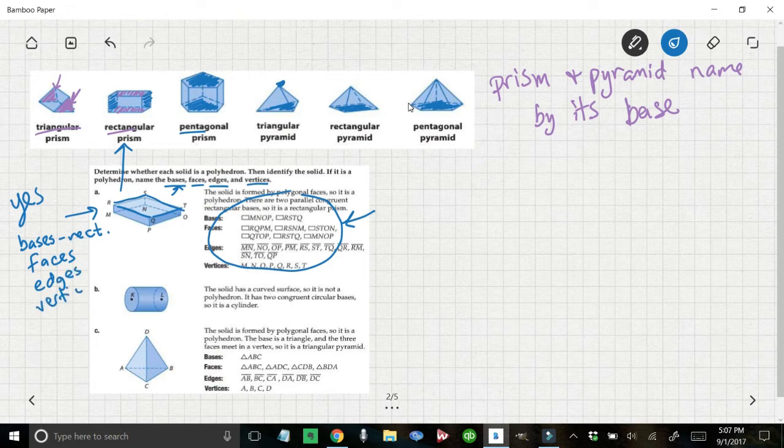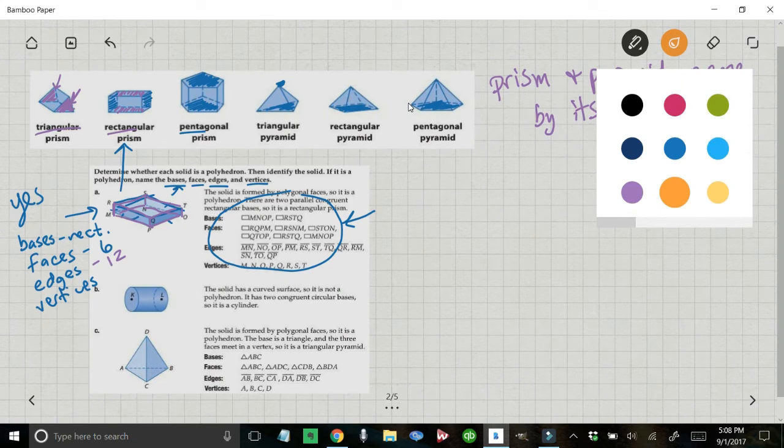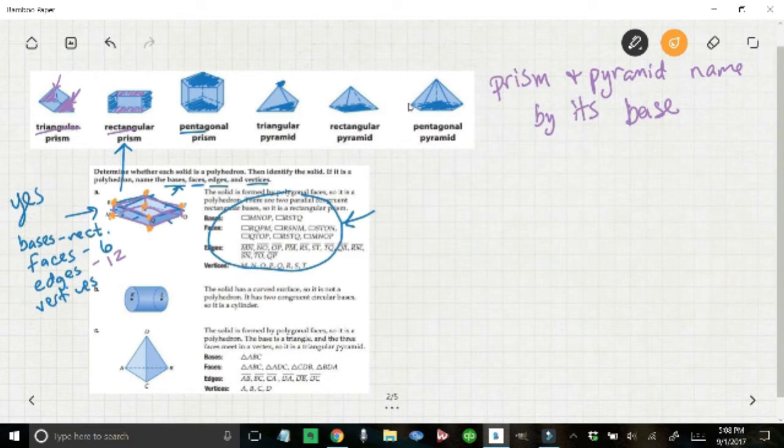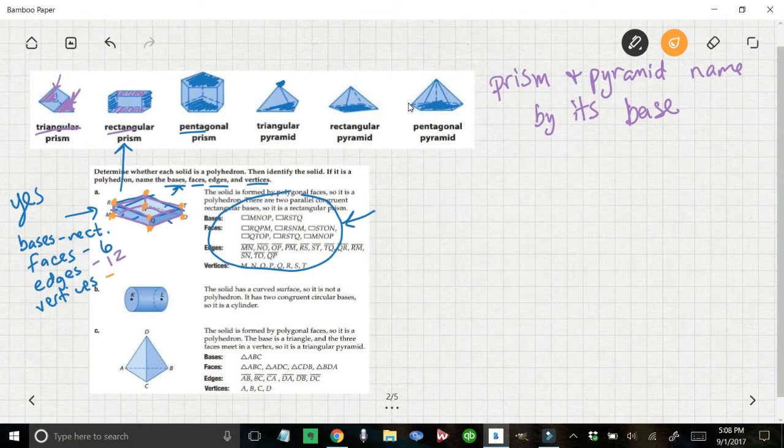So the faces, there's the top and the bottom, and then there's 1, 2, 3, 4 around the outside. So there are 6 faces. The edges, remember those are the line segments. So if I count those, I have 1, 2, 3, 4, and then I have 4 more around the top face and 4 more around the bottom face. So that gives me 12 edges. And then the vertices are the corners or the places that those edges come together. So there would be 8 vertices.